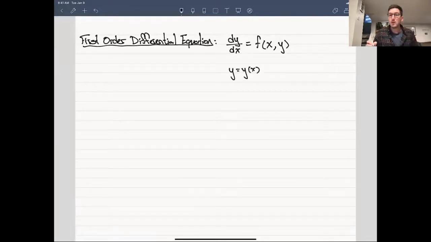Now, this might look a little confusing, but everything is just y is equal to y of x. We're always just asking ourselves, what is the function that satisfies this differential equation? And it's called a differential equation because it includes a derivative. That's the derivative of y with respect to x. Now, also, this is called first order because it includes just the first derivative.